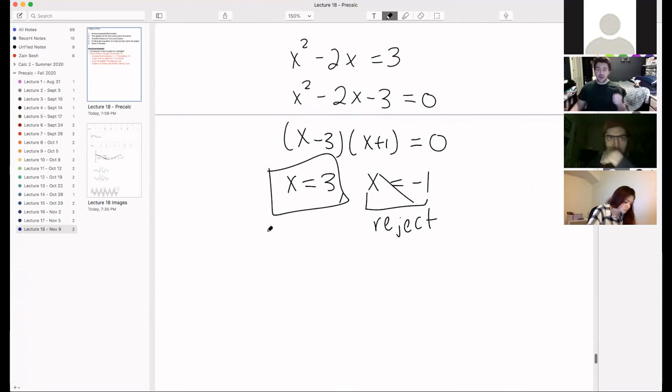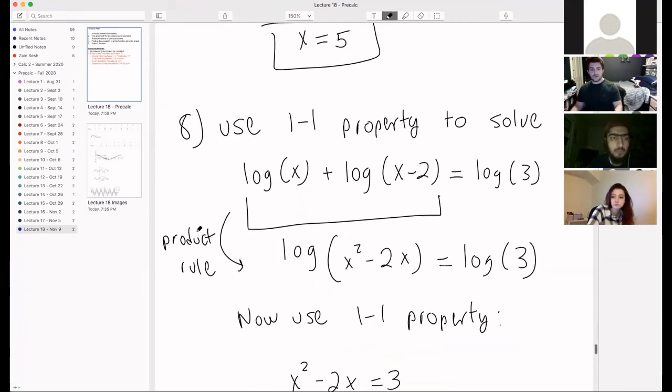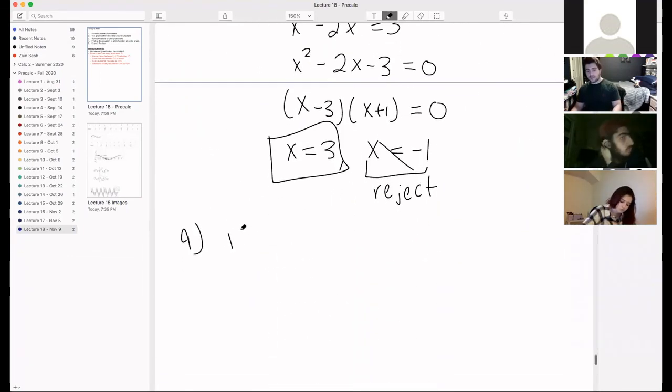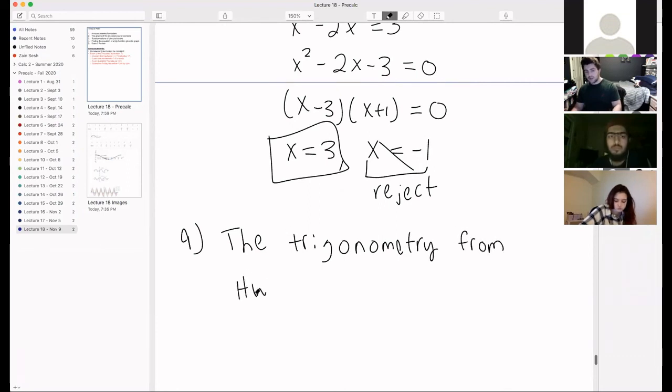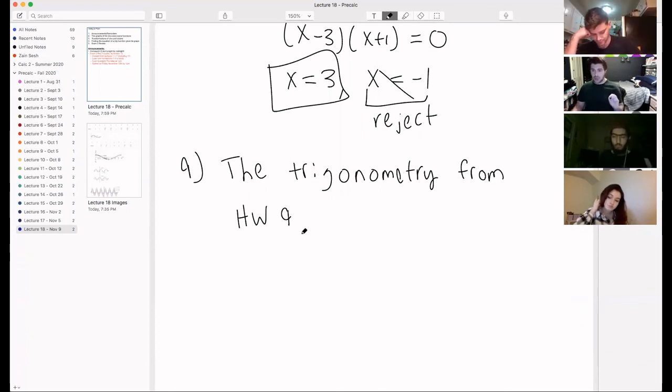Just notice I didn't do any of the trig stuff in this review. So let me put that as number 9: the trigonometry from homework 9. I didn't prepare any of that content for the review, but just be aware that trigonometry from homework 9 is on the exam Thursday. I'm going to really try to grade your homework 9s as fast as possible so I can give you feedback, because it is on the test Thursday. That's all I have prepared.